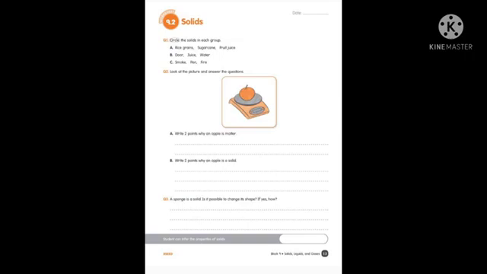Now you can see the second question. Look at the picture and answer the question. See question A. Write 2 points why an apple is matter. See B1. Write 2 points why an apple is a solid. By observing the pictures, you have to complete the questions. Now you can see the third one. A sponge is a solid. Is it possible to change its shape? If yes, how? Once again, see the question. A sponge is a solid. Is it possible to change its shape?